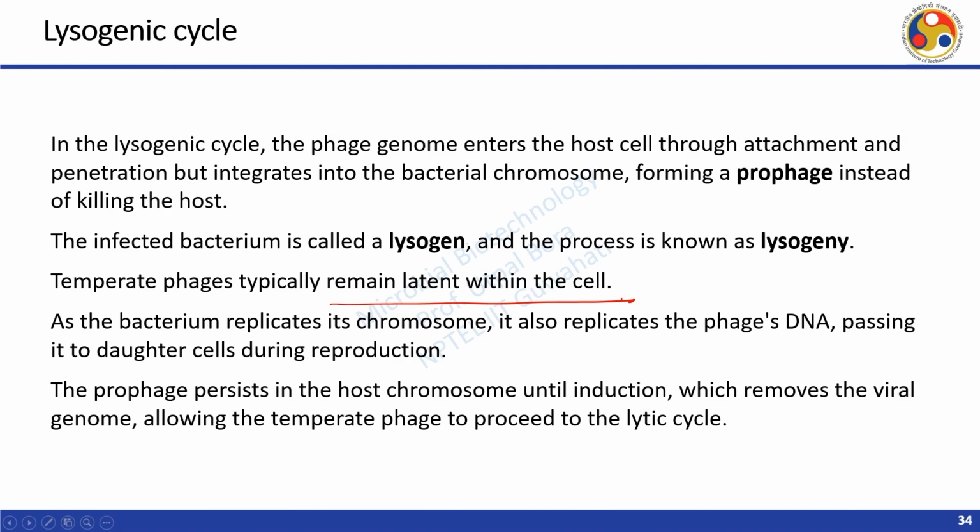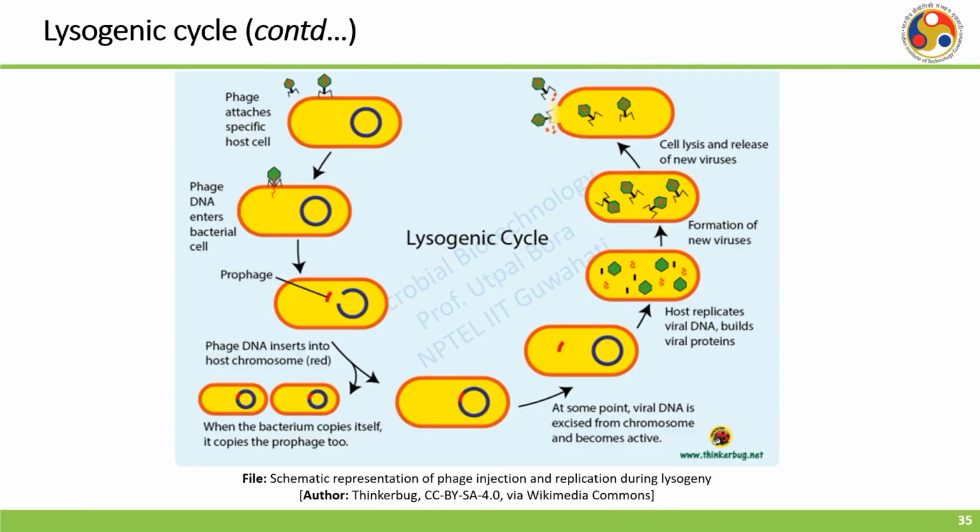As the bacterium replicates its chromosome, it also replicates the phage DNA, passing it to daughter cells during reproduction, which we have discussed with the help of the diagram earlier. The prophage persists in the host chromosome until induction, which removes the viral genome, allowing the temperate phage to proceed to the lytic cycle.